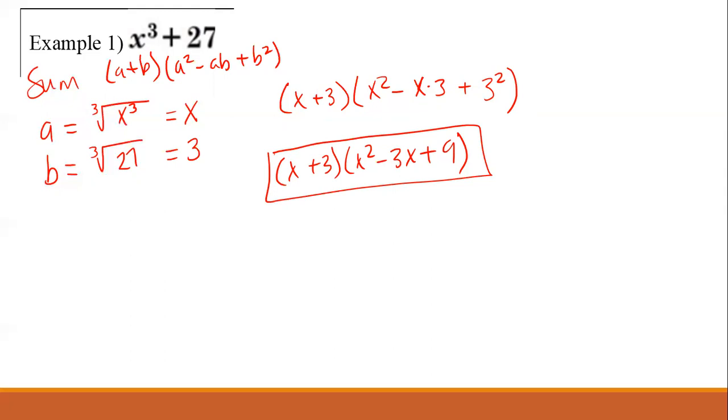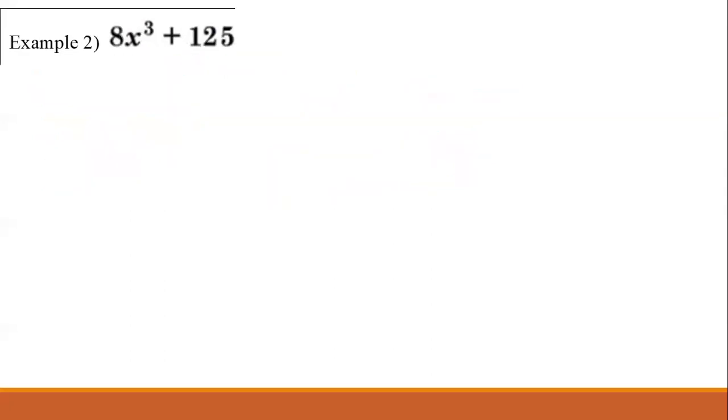How we feel? Simple? Don't we love rules and formulas? Yeah. All right. Now, it does not matter if there is a number along with the variable in the term. You're still going to follow the same thing. So here, I know that it's a sum. I know that I am still doing a plus b times a squared minus a times b plus b squared.